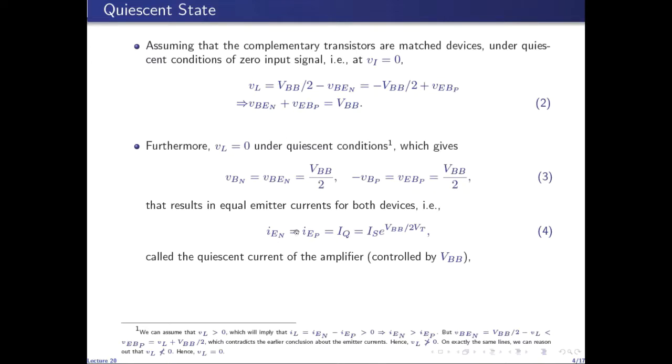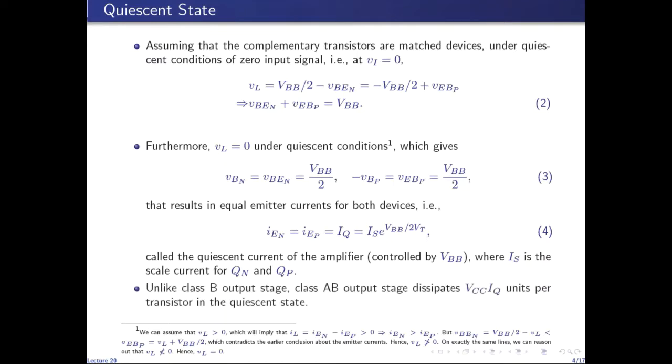Under the quiescent condition, we call this constant current the quiescent current, denoted by IQ. It is given by Is times the exponential dependence on VBB by 2, because both the base emitter and emitter base voltages are equal to VBB by 2. This quiescent current is clearly controlled by the base to base voltage VBB, and Is is the scale current for the matched devices Qn and Qp. So by properly adjusting VBB, we can set the desired quiescent current in the class AB output stage.